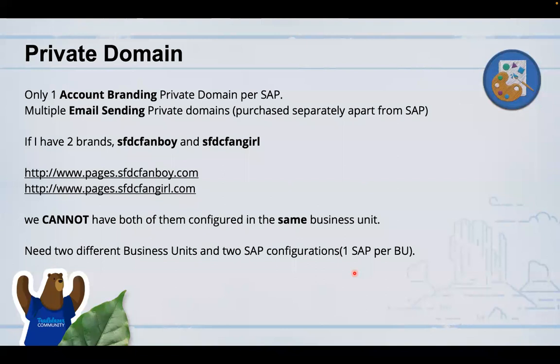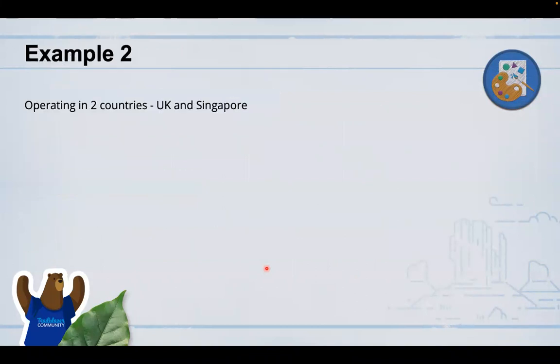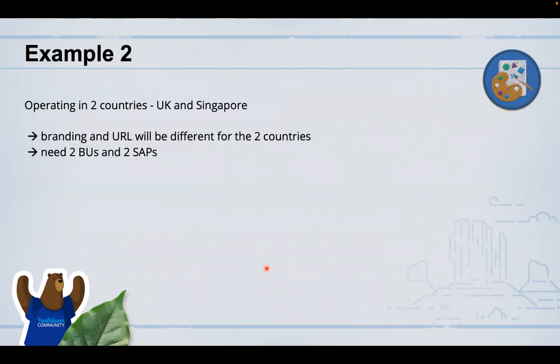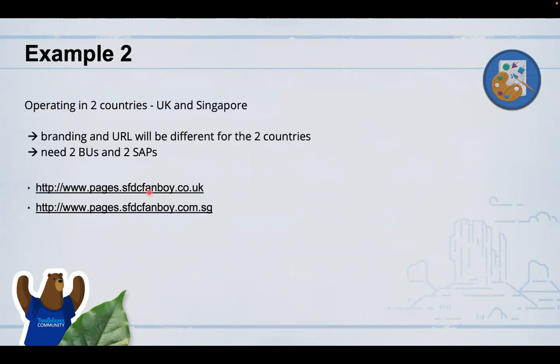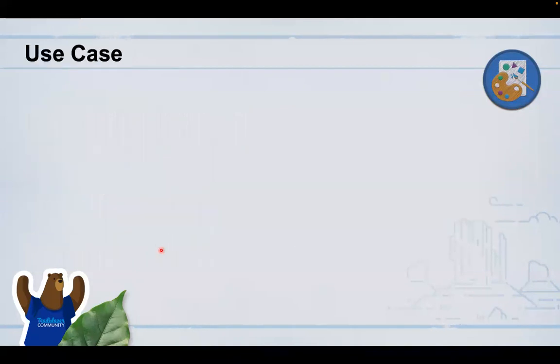Each business unit will have its own SAP, and each SAP will have its own branding. Similar to brands, let's say your company is operating in 2 countries, UK and Singapore. You'll have sfdcfanboy.co.uk and .com.sg. Two different brandings again cannot happen in the same BU. So multiple brands in a single BU is not possible.